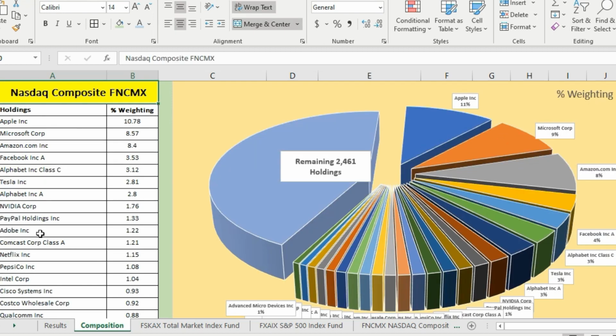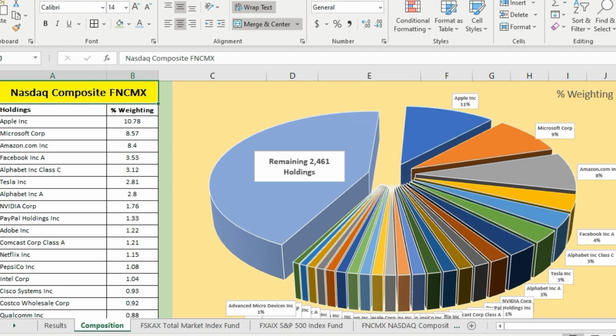And then lastly, we have the Nasdaq Composite Index Fund, FNCMX. And right off the bat, you can see a significant difference from the other two index funds. You clearly have a much more significant weighting in the top holdings for the Nasdaq Composite Fund. You've got 2,485 stocks in this index, and the top 25 holdings make up 57% of the index.